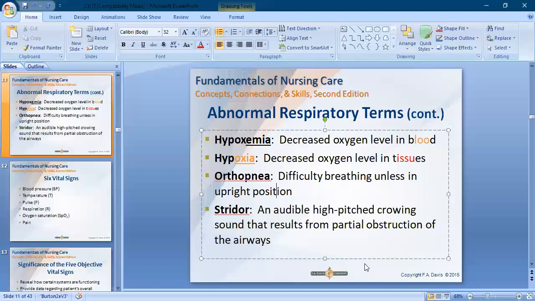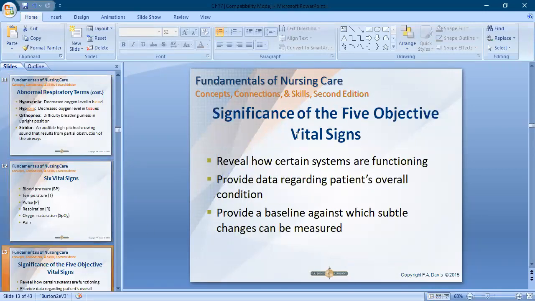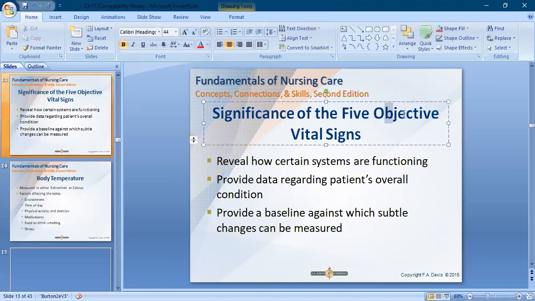Stridor means an audible, high-pitched sound that results from partial obstruction of the airway. So this is called stridor. And now they actually talk about the 6 vital signs. We talked about the blood pressure, a little bit about temperature, the pulse, respiratory rate, and now going to these two. And here the significance of 5 objectives of vital signs.